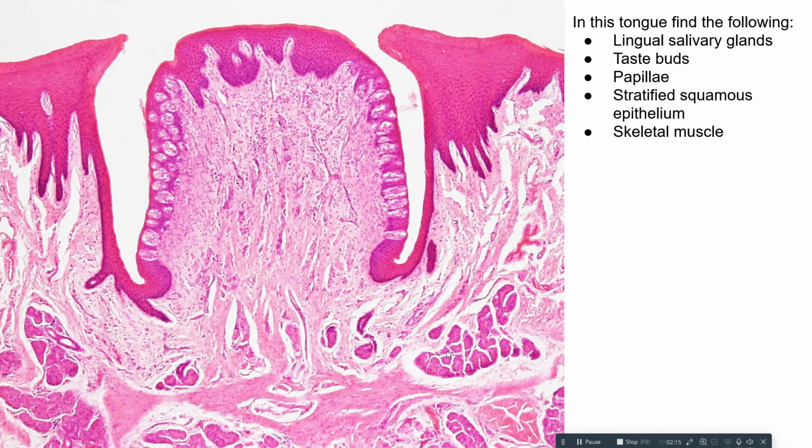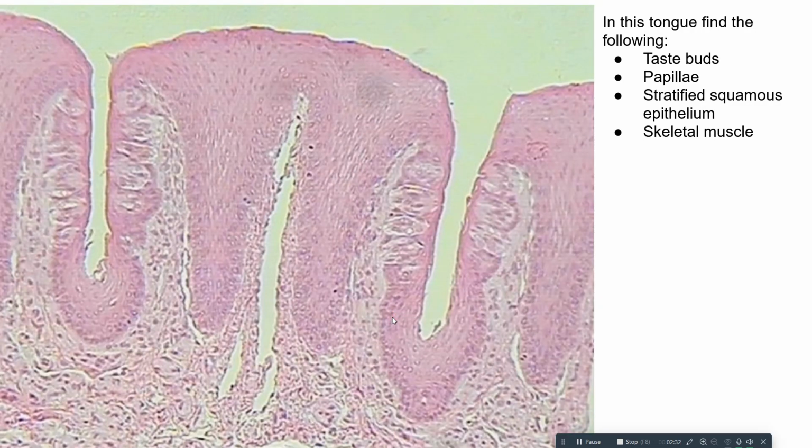Going down, the darker purple stuff, like right here, these are salivary glands for the tongue. These are lingual salivary glands. Then going further down, we've got some skeletal muscle down here. Another tongue picture. This one is for you to do. See if you can find these 4 things on this tongue pic.